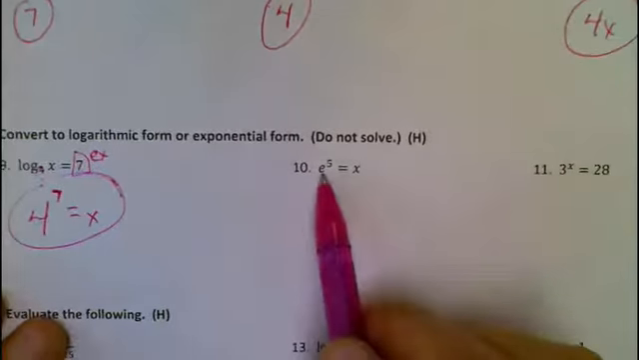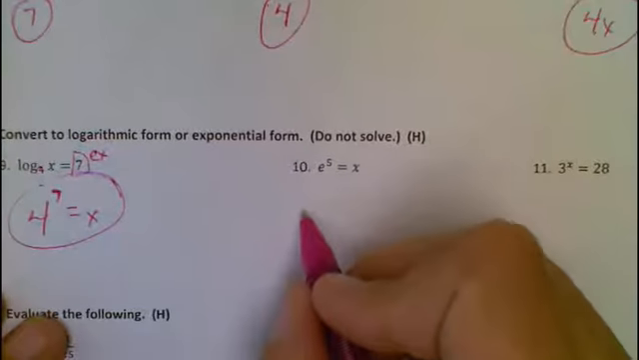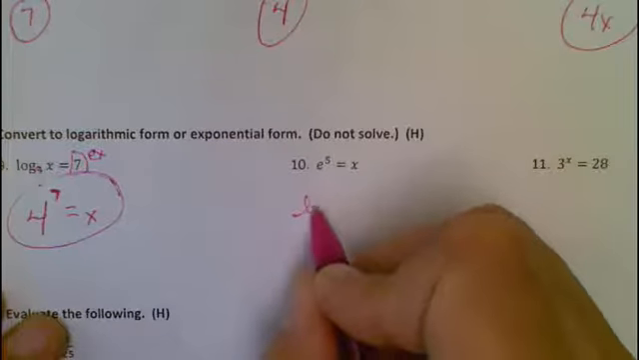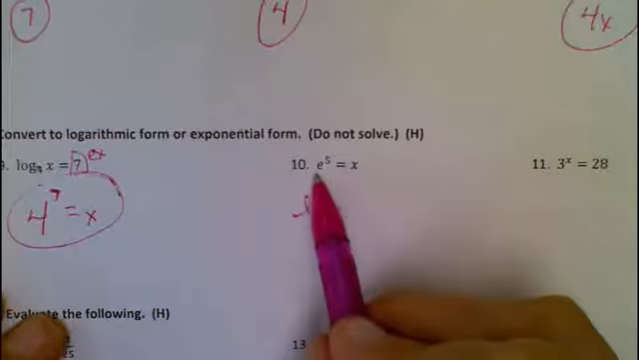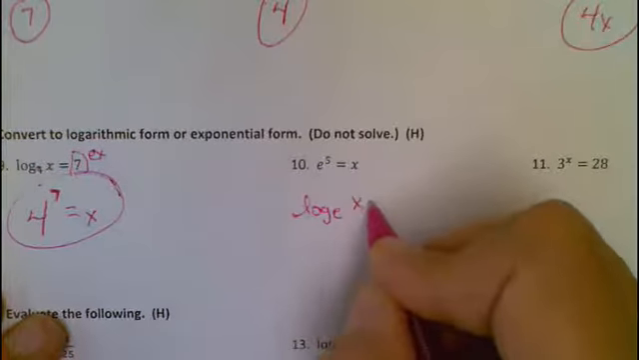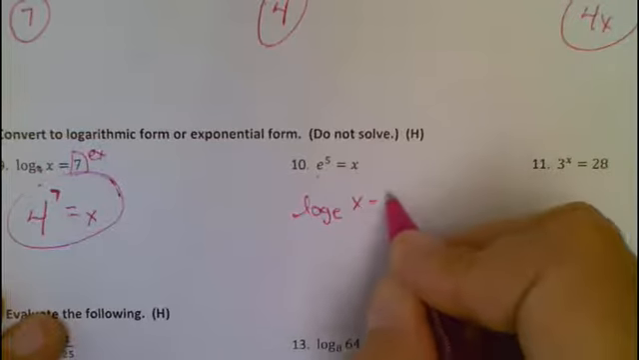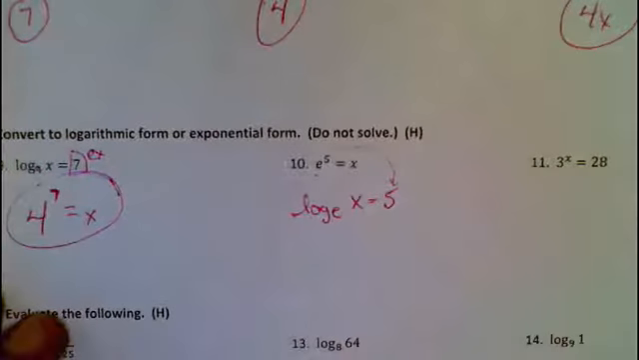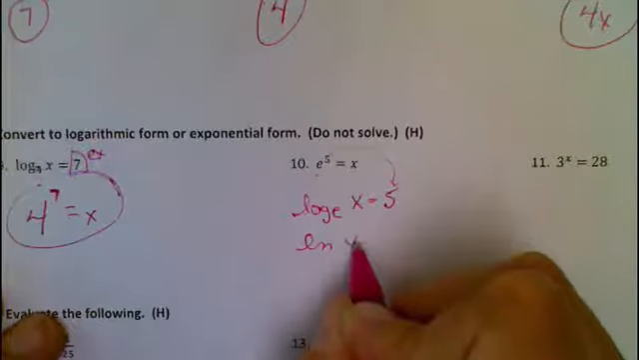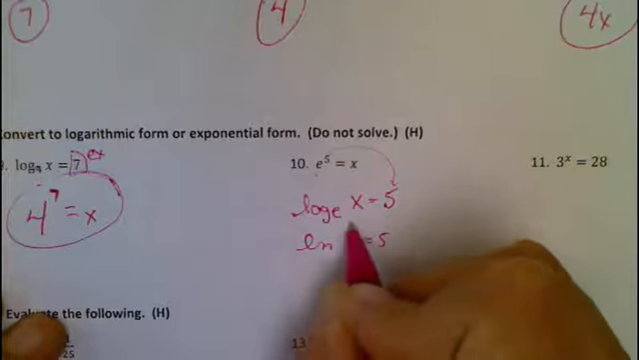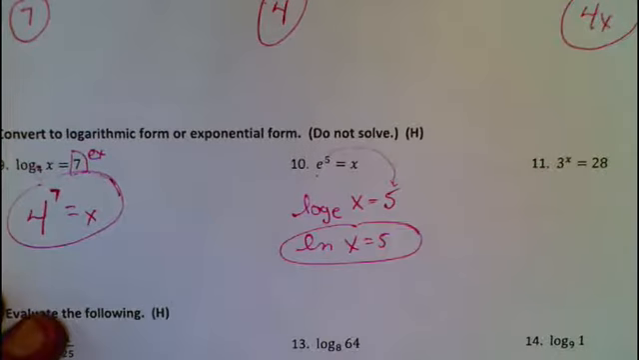This one, my base is e. So log base e. I can either write it like this. I'm okay that you write it like that. Log base e of x equals my exponent. Remember, the logarithm always equals the exponent. So log base e of x equals 5. I would prefer you write it as natural log of x equals 5, because log base e is the natural log.